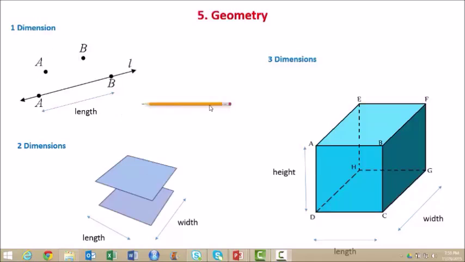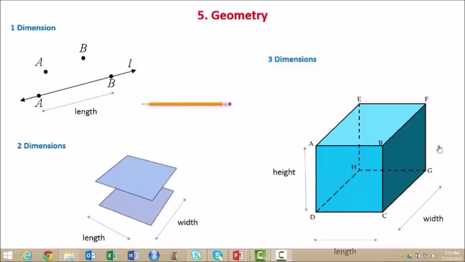For example, you have a pencil and you measure the length of the pencil. This could be 6 inches. Okay, so that's called one dimension. So now look at this picture here. This is 2 dimensions. We've got the length, we've got the width. So if you have a piece of paper, you can measure the length, you can measure the width. Okay, so that's called a 2-dimensional object, or 2 dimensions.